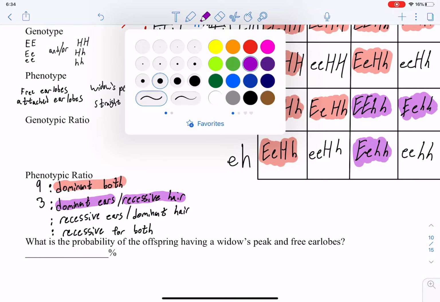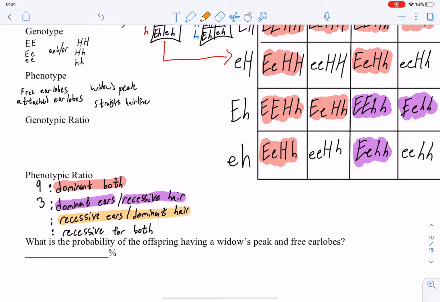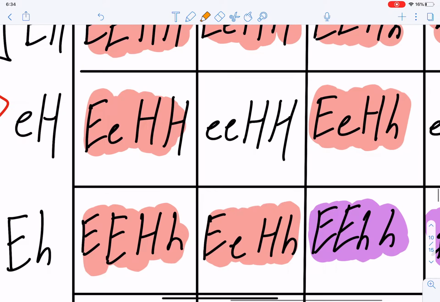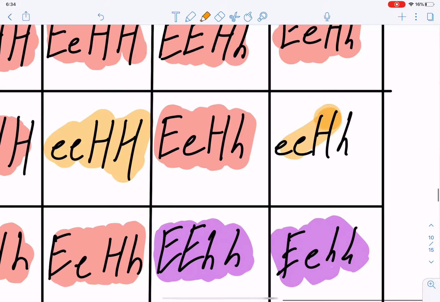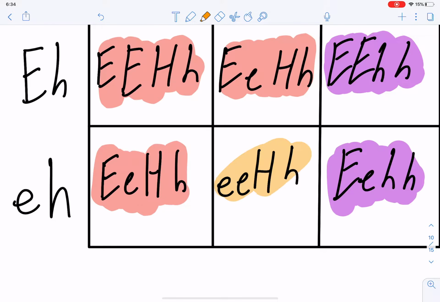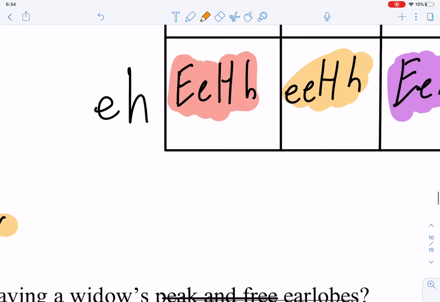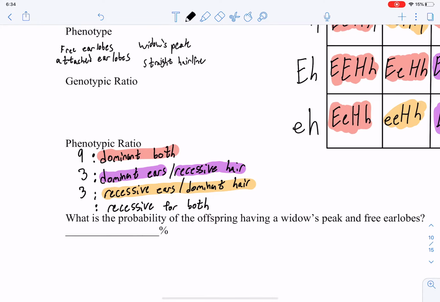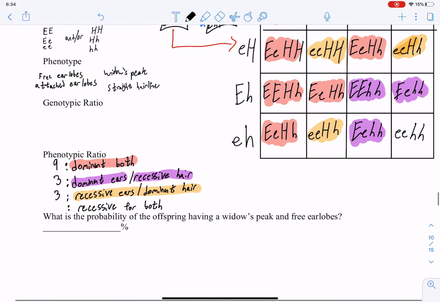Our next one, let's do orange. We're looking for recessive ears and dominant hair, so little e and big H. So we go here. This one is. Move over. This one also is. And we go to the next one. Yep. And then last one, nope. So we have 1, 2, 3 orange, so 3 that are recessive for ears, dominant for hair. And then our last one, recessive for both. We have this guy.